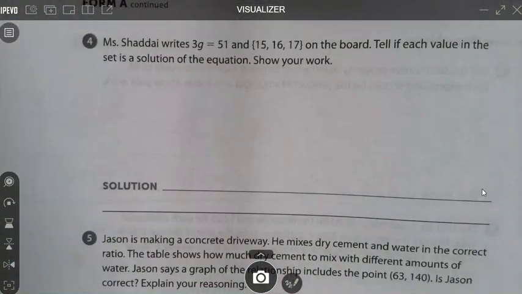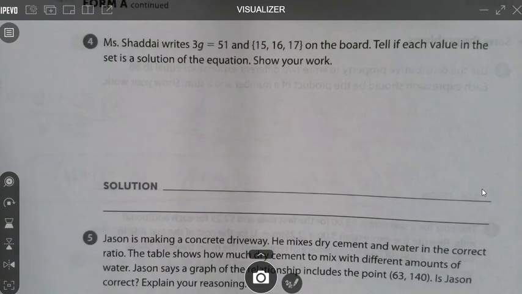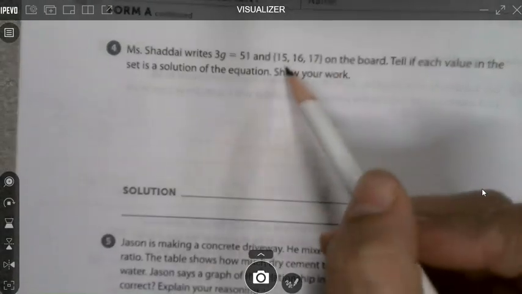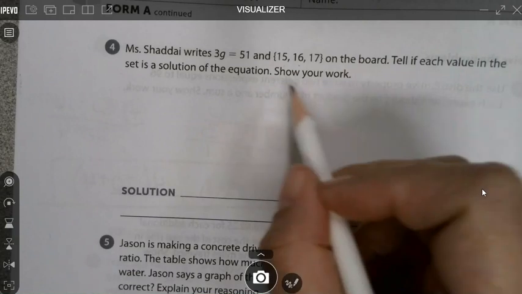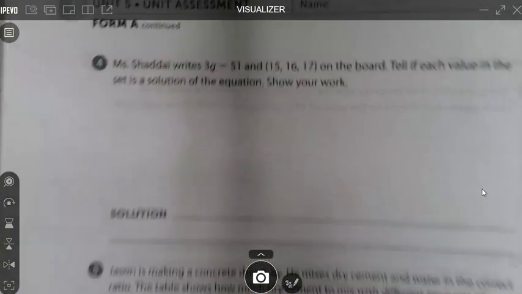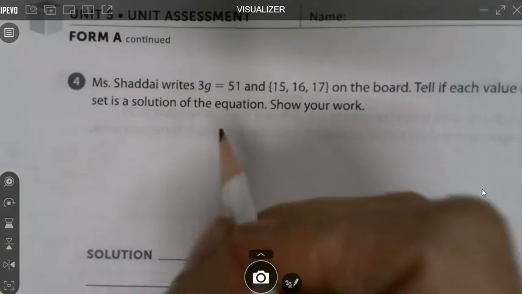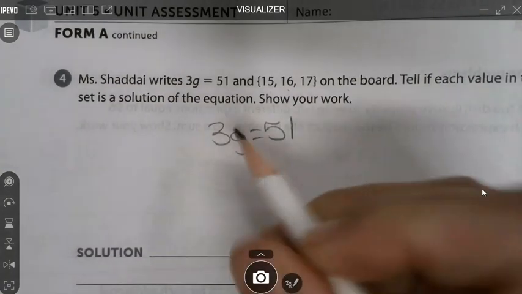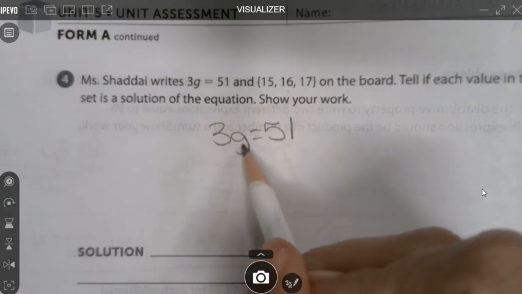There we go. Number 4, Miss Shadi, I don't know, I'm horrible at names, writes 3G equals 51 and says that 15, 16, and 17 are solutions. Are they? Well, since it says equals, you're only going to have one solution. So just solve for your equation. Get G by itself. Isolate your variable.